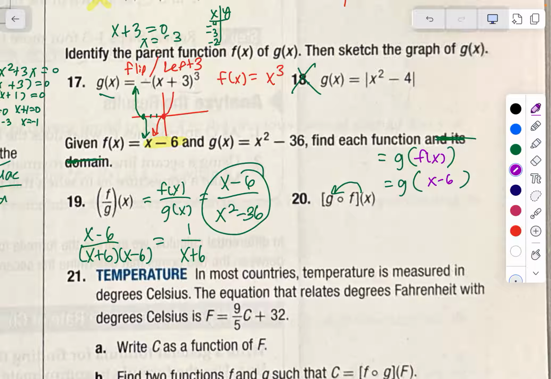And then we're done with f. We know what we're inputting. We're going to input it right here. So it's going to be that quantity squared minus 36. So just take out that quantity, the x, replace it with x minus 6, and there you go.